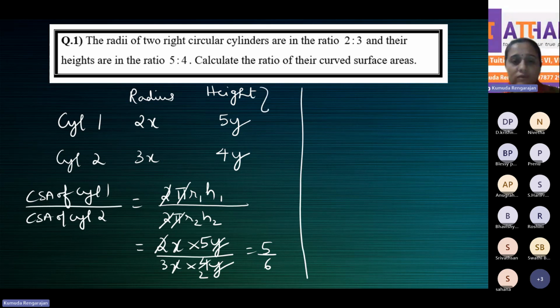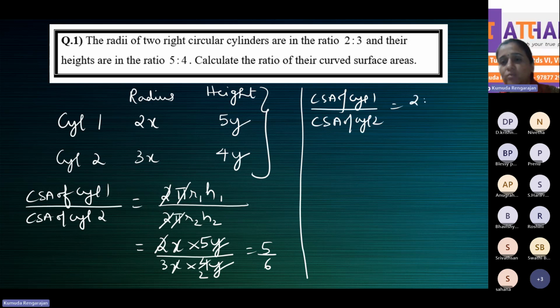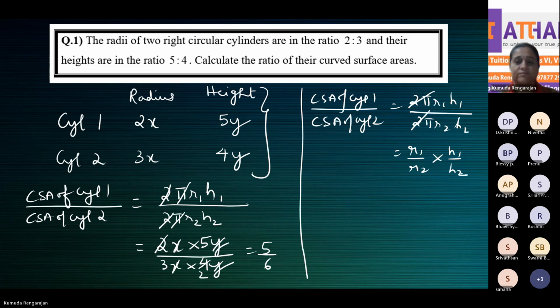See, you can also work without these assumptions. You can also directly do this. CSA of cylinder 1 by CSA of cylinder 2 is equal to 2 pi R1H1 by 2 pi R2H2. So 2 pi gets cancelled. R1 by R2 into H1 by H2. Because that's what we have here, R1 by R2 into H1 by H2.